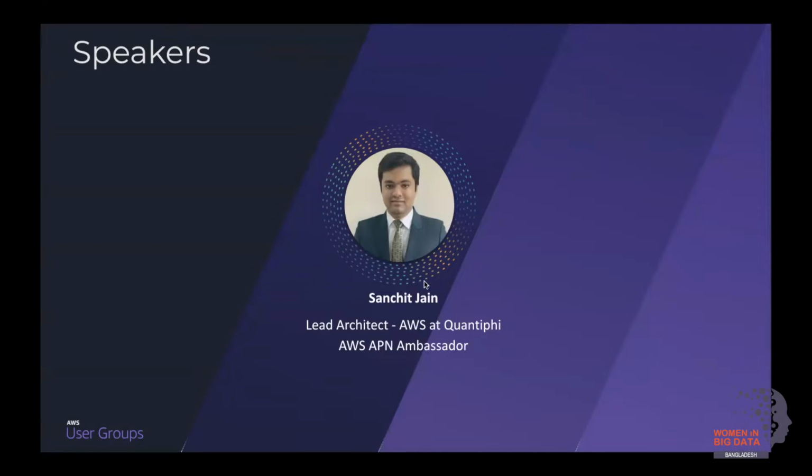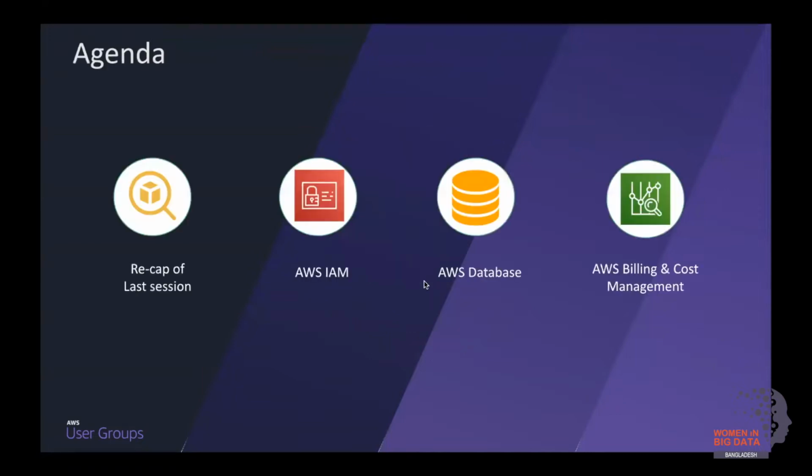With that, let me start with the agenda, as I mentioned clearly at the beginning of the first slide. First, we will quickly recap. We covered many things in the last session, so I'll quickly recap so you get refreshed. Followed by that, we'll have three new topics for today: AWS IAM, AWS databases, which is a very vast topic I'll try to cover, and if not, don't worry, we'll continue in the next session. And the last, AWS billing and cost management.